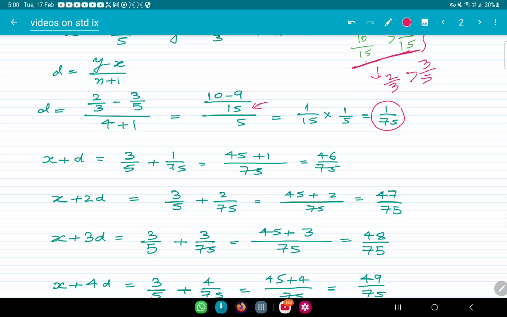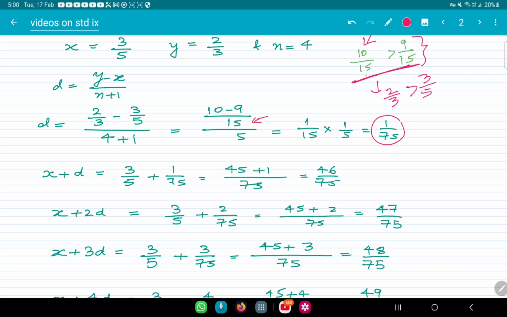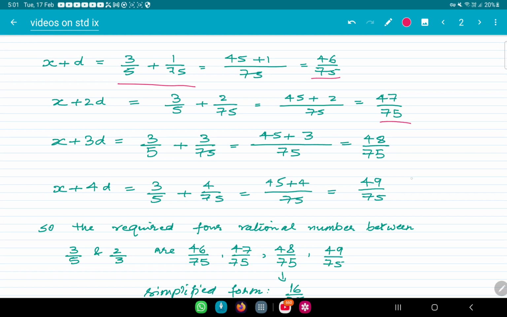Now we will find out x plus d. We know x is 3 by 5 and d is 1 by 75. So 3 by 5 plus 1 by 75. Just take the LCM and we will get 46 by 75. Next, x plus 2d. x is 3 by 5 and 2d means d will be multiplied by 2, so this will become 2 by 75. So our answer is 47 by 75. Like this we can find out x plus 3d and x plus 4d also.